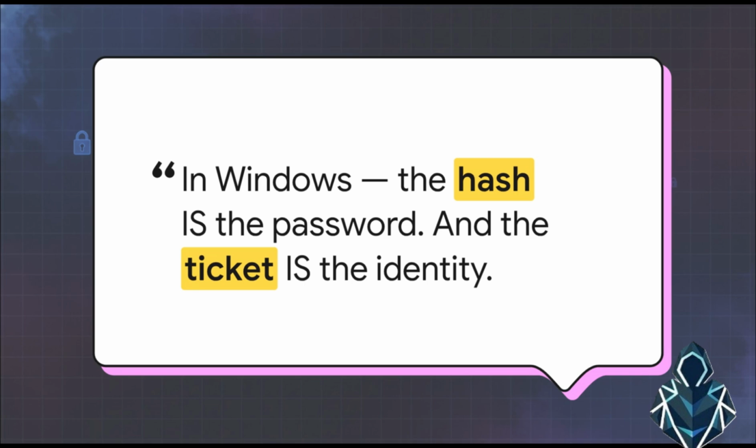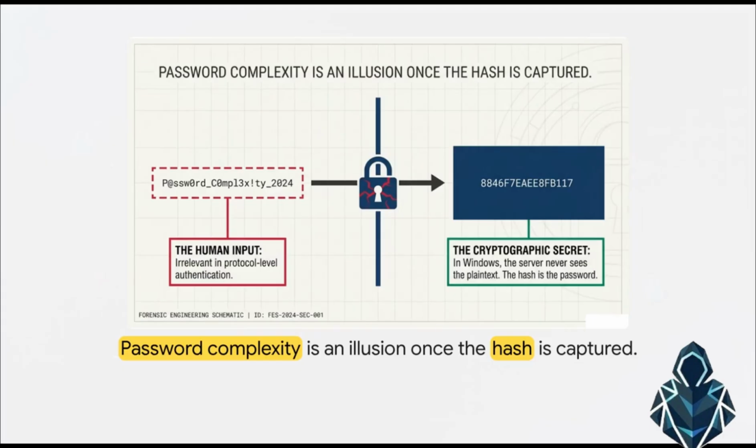Well, it's because, in Windows, the hash literally is the password, and the ticket is the identity. You see, you don't actually need to know what the key looks like to open the door. You just need to hold it. Let's unpack this a bit, because the reality of protocol-level authentication just totally shatters a huge cybersecurity myth. We so often think that a 20-character password with maximum complexity, symbols, numbers, uppercase letters, the whole shebang, keeps us completely safe. But human input is totally irrelevant in protocol-level authentication.